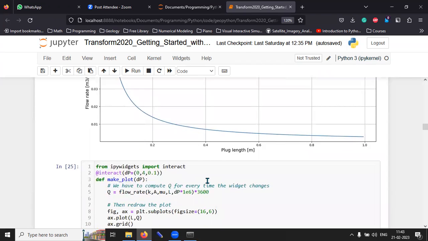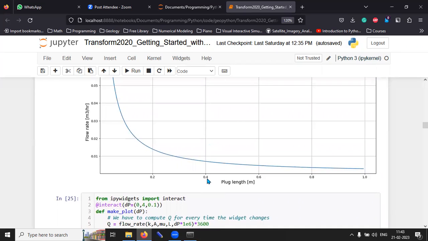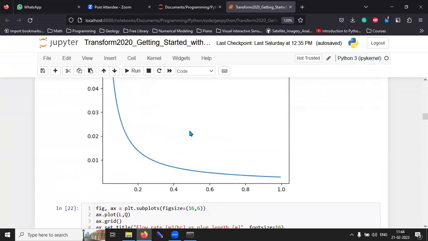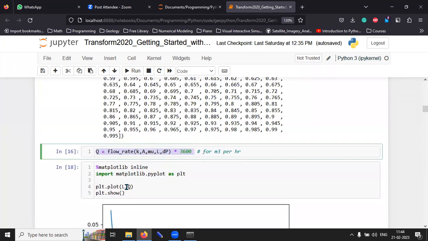Now, one question you might ask is, what if I want to see how this flow rate varies as I change the plug length, or sorry, how as the pressure difference varies? Okay, so in this particular case, we have accepted a particular dP value.